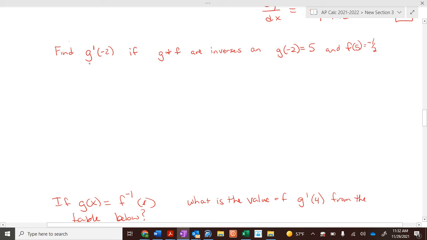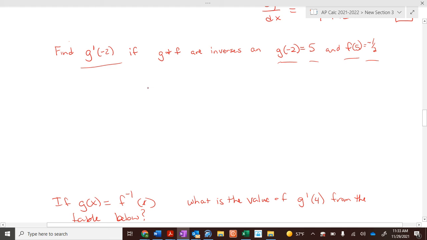All right. What's g prime of negative 2, if g of negative 2 is 5 and f of 5 is negative 1/2? Some of you will just shout out the answer and you will have it right. What's the answer, Aspen? Is it negative 2? There you go. Was I right? Yeah. Okay, so is this the one that's usually in the chart? Yeah, this is like a chart problem.